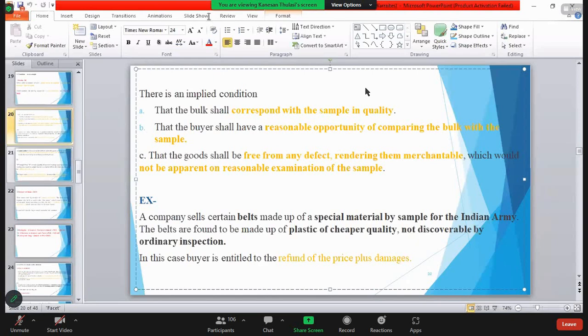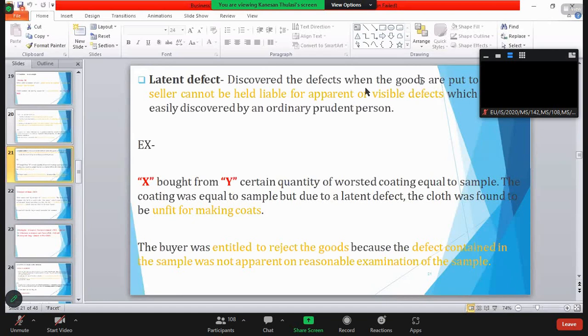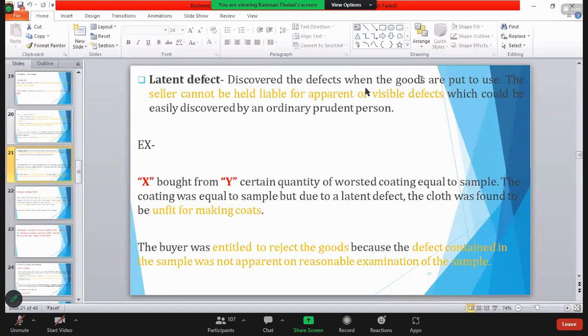Okay. Next, latent defect. What is latent defect? It is a defect discovered when the goods are put into use. As I told you, there are some goods where even with your reasonable examination you can't identify the defect. The defect is not visible or not apparent. But when you start to use the goods, you understand that it is a cheaper material. That is known as latent defect. Later, when you start to use it, if you find defects in the goods, that's called latent defect. See the example.